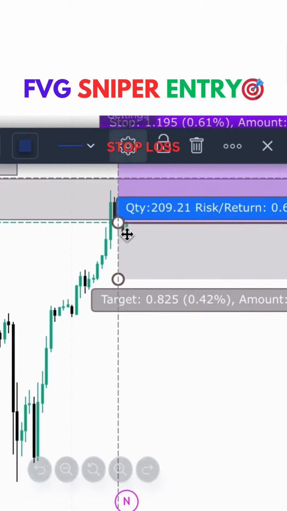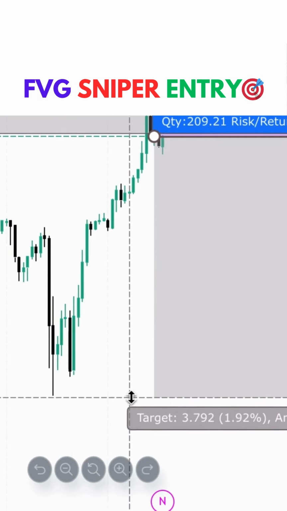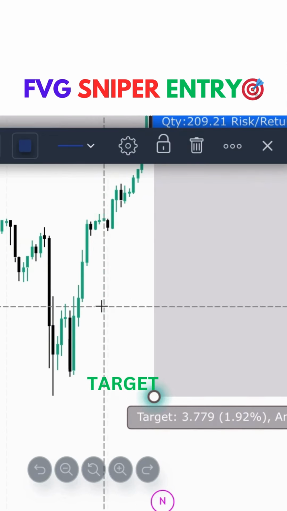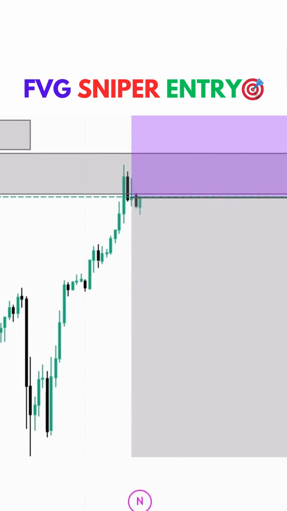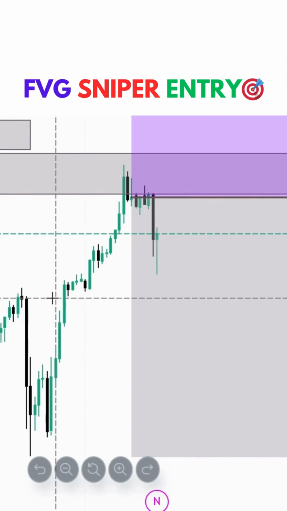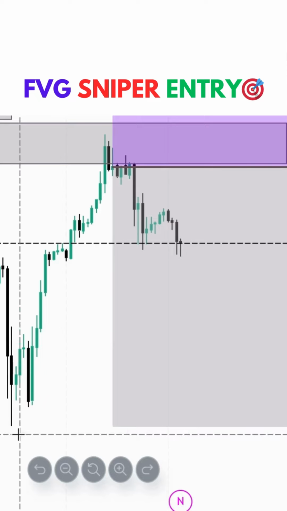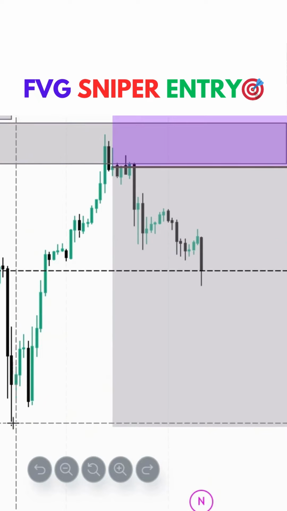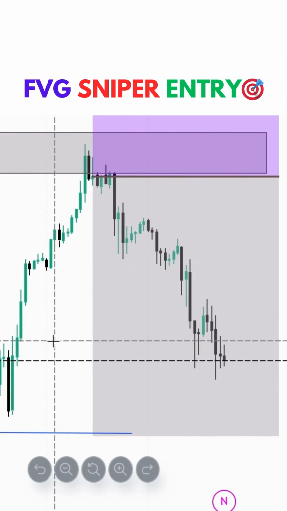Then I'm targeting the nearest draw of liquidity, which is this low here. This is the nearest draw of liquidity, so this is my target. Let me play this out and show you how price melted to my target. I took this trade live on my Telegram channel. People made money from this particular setup. I'm going to show you the proof here.